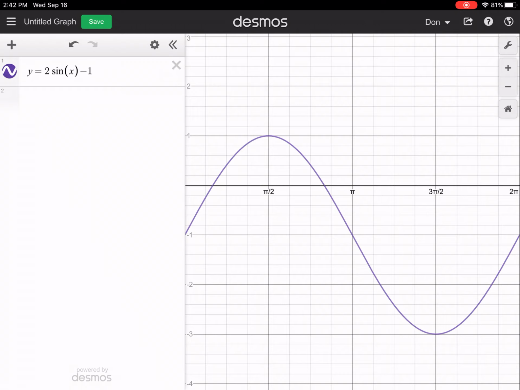There's the graph. You can see that the maximum is at pi over 2, 1. You can see that the minimum is at 3 pi over 2 and negative 3. That's not what we're looking for, though. What we're looking for are the x-intercepts. The x-intercepts occur at pi over 6 and 5 pi over 6. And those are our exact solutions.